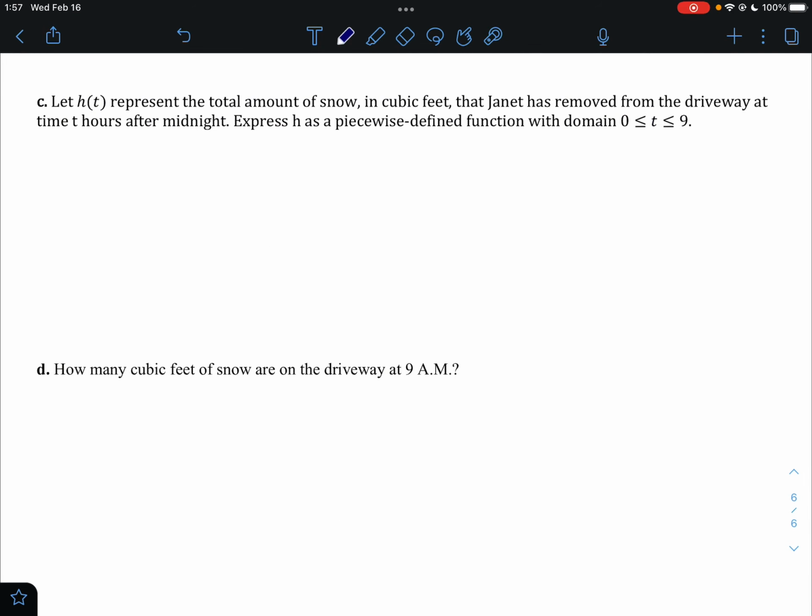Question C, let H of t represent the total amount of snow in cubic feet that Jenna has removed from the driveway at time t hours after midnight. Express H as a piecewise function defined with domain 0 to 9. All right, so we got H of t equals a 3-piece piecewise function.